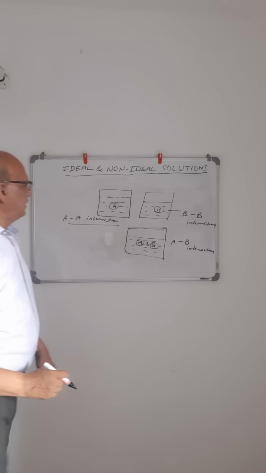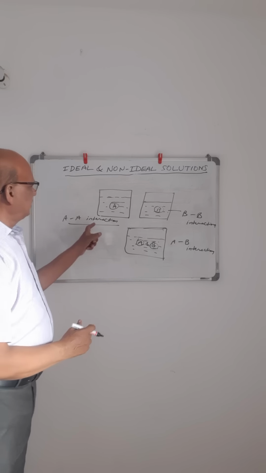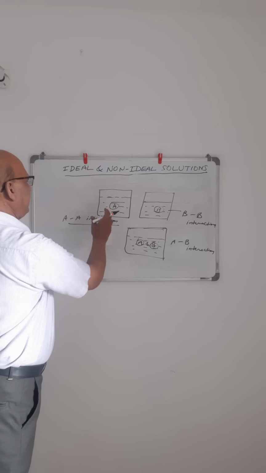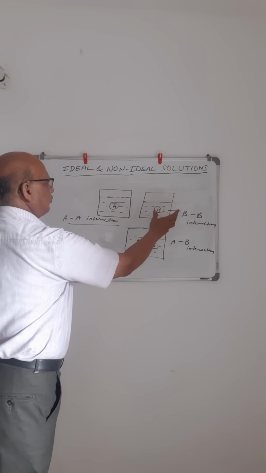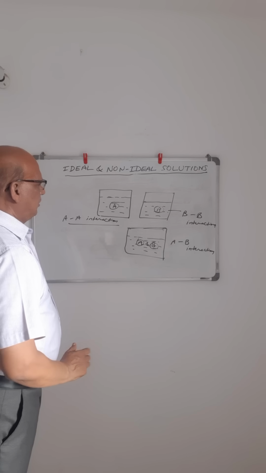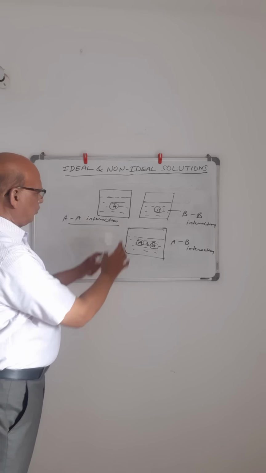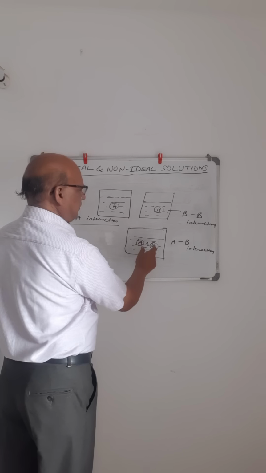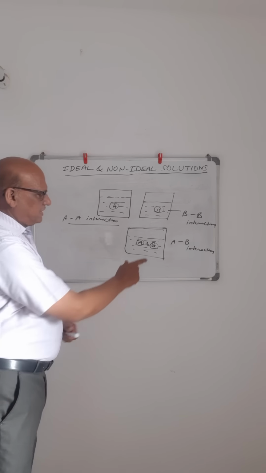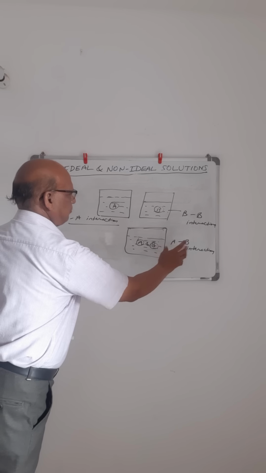यानी जब हम liquid A separate था तो इसके अंदर molecules of A and A were having some interactions, and similarly B and B molecules were having some interactions. But when we mix the two liquids, this mixture will have the molecules of A and B both. So now the interactions will be between A and B.